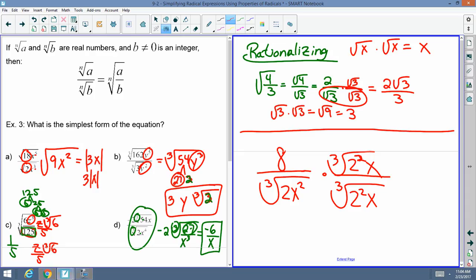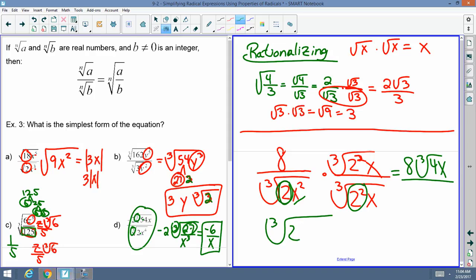Why? Because I have one 2, I need 2 more 2's to pull out a 2. I have 2 x's, I need 1 more x to pull out an x. So now my answer is going to be 8 cube root of 4x over, think about it, what's the cube root of 2 times the cube root of 2 squared? It's the cube root of 2 cubed, which comes out as a 2. What's the cube root of x squared times the cube root of x? x cubed. What's the cube root of x cubed? x. Now you simplify 4 cube root of 4x over x, and bada bing, bada boom, you're done.